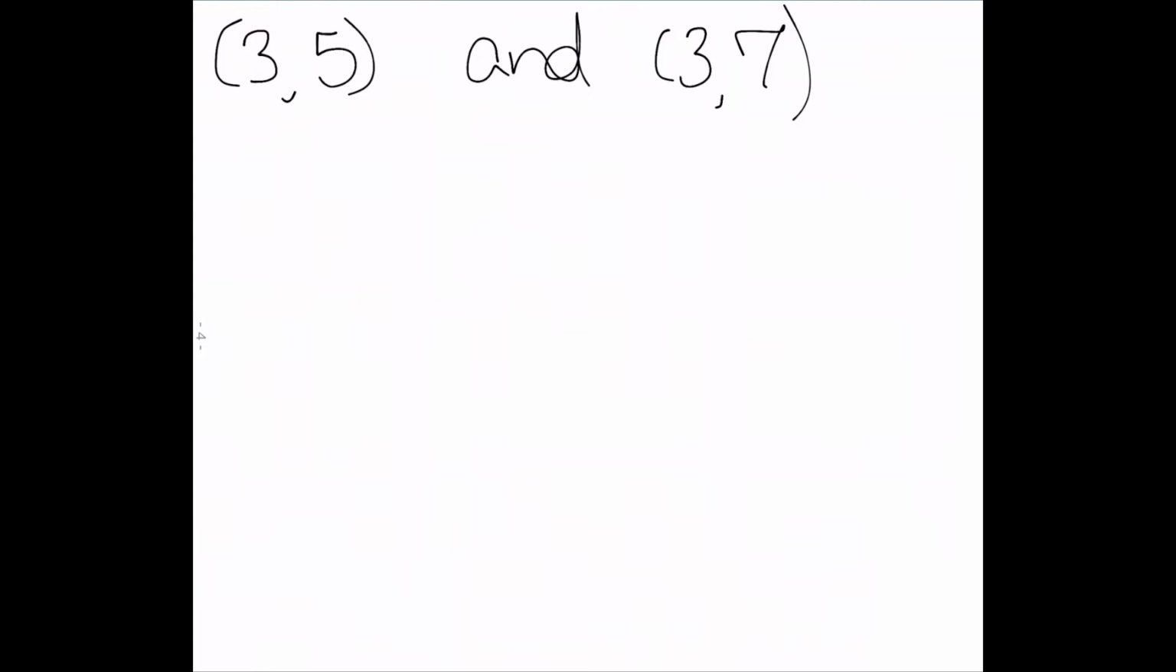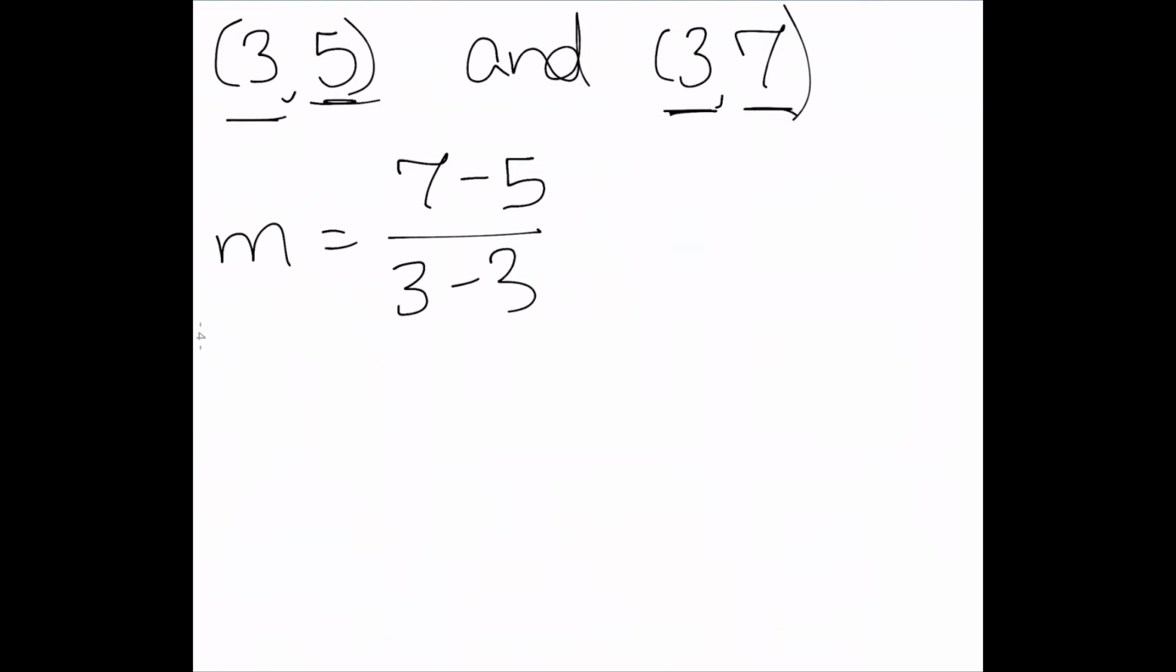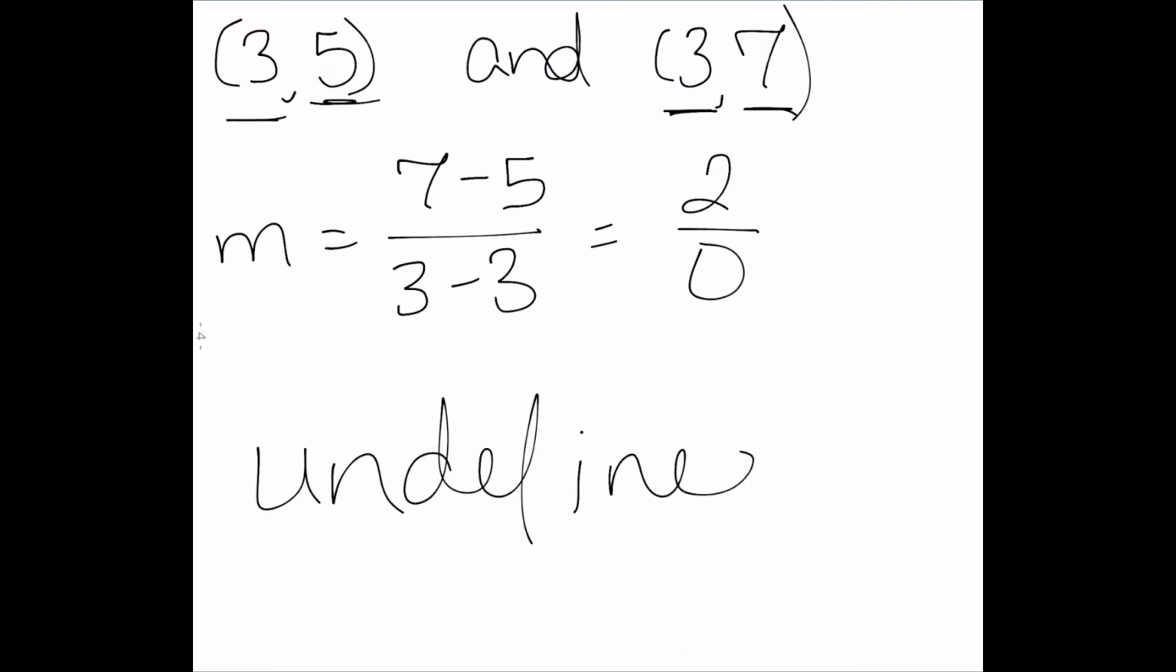3, 5, and 3, 7. This time I would have y2, which is 7, minus y1, which is 5, over x2, which is 3, minus x1, which is 3. And that gives me 2 divided by 0. And we know that we can't divide by 0. So this is the situation where the slope is undefined. If we actually graph this line, it is a vertical line.